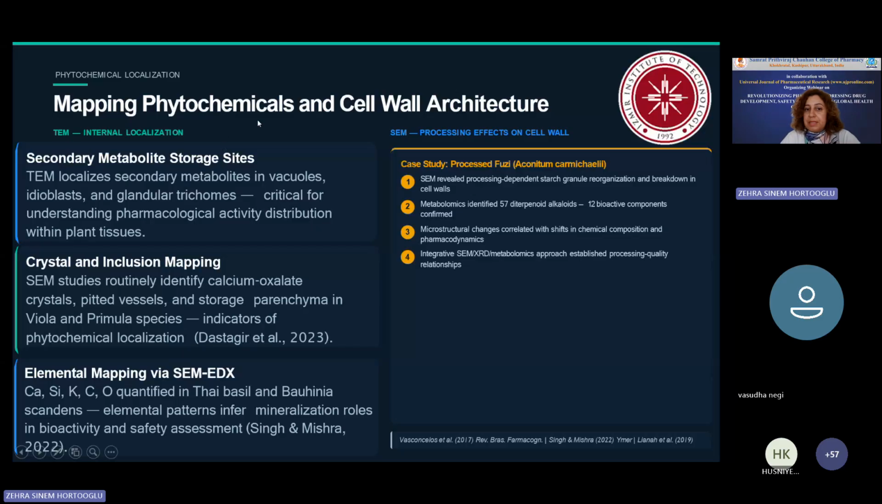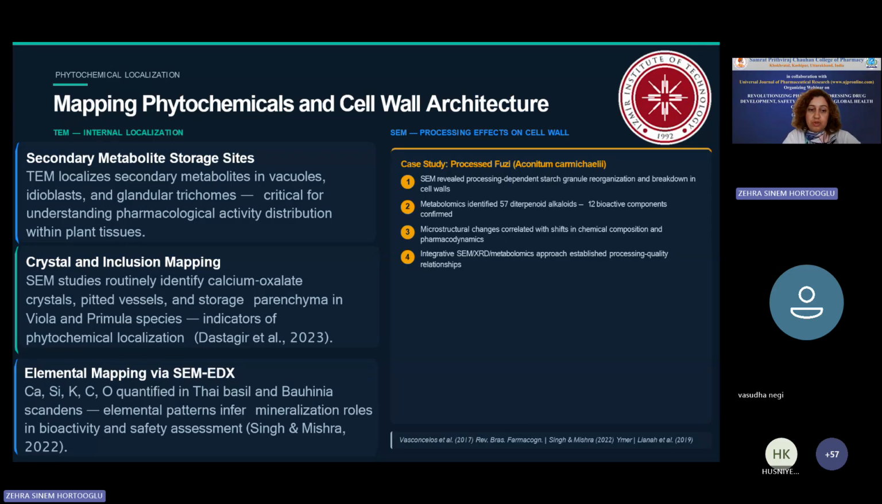Mapping of phytochemicals and cell wall architecture. Secondary metabolite storage sites: TEM localizes secondary metabolites in vacuoles, idioblasts, and glandular trichomes. This is critical for understanding the distribution of pharmacological activity within plant tissues, which is very important. Crystals and inclusion mapping is important.